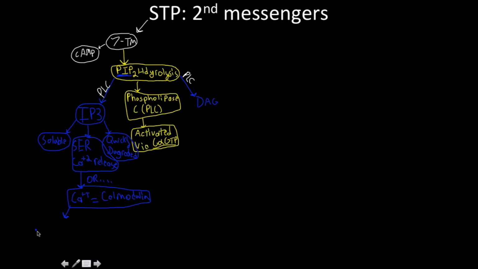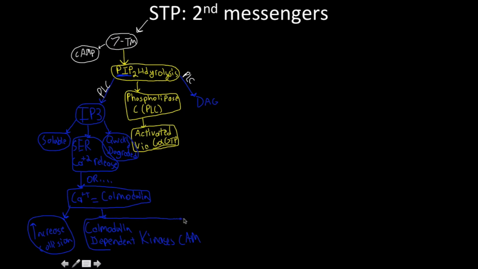If it's bound to a protein, just think about what that's going to do. In this context, that's going to increase the collision probability, since it's a bigger molecule now that has bound to that calcium. Another thing it does is play a role in activating calmodulin-dependent kinases, abbreviated as CAMs. These are going to cause a long series of phosphorylations. The book doesn't go into much detail with that, but understand that this is another mechanism.